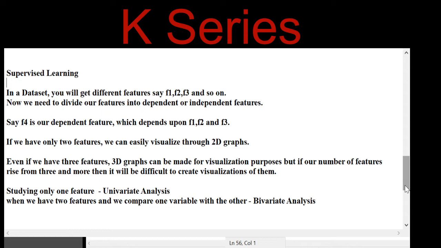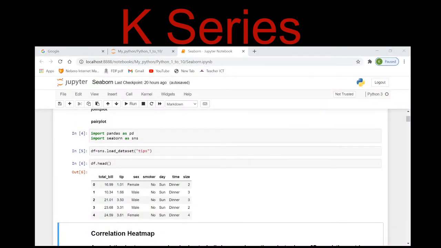Studying only one feature is called univariate analysis. If we have two features and we compare one variable with the other, we call it bivariate analysis. Now going back to my dataset, here in my tips dataset I have total bill, the tip, size.